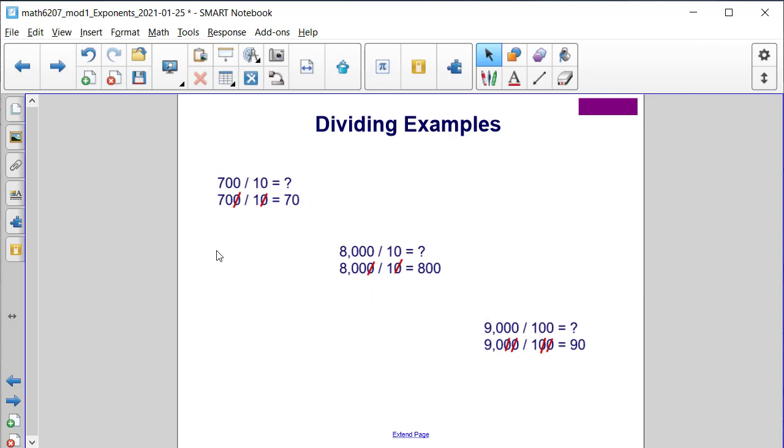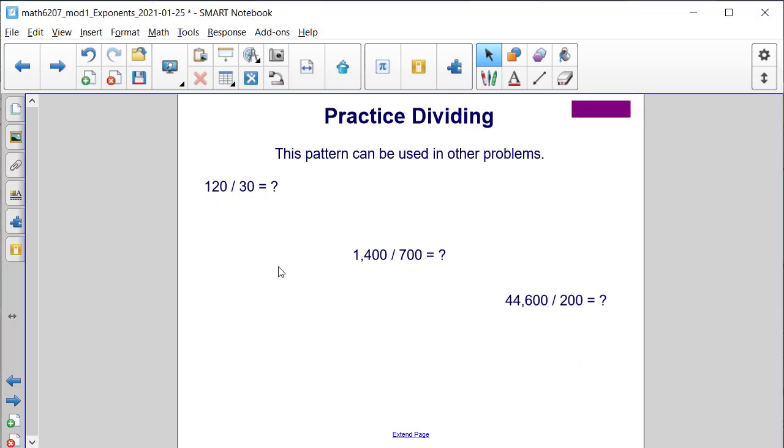And on this slide, it shows the same solutions that we found when we worked out these problems together. 700 divided by 10 is 70, and it shows the crossing off of the corresponding zeros. Similarly, 8,000 divided by 10 is indeed 800, and 9,000 divided by 100 is indeed 90. The same pattern can be used to solve other division problems.